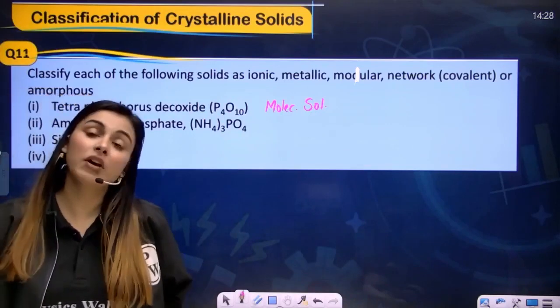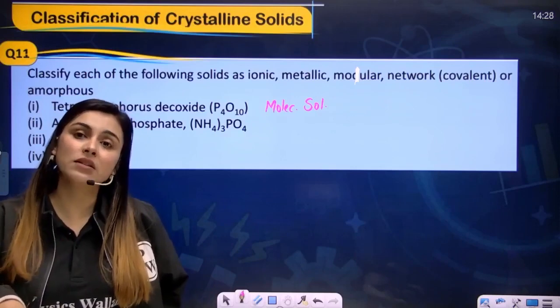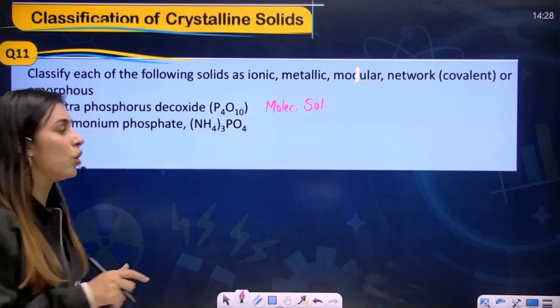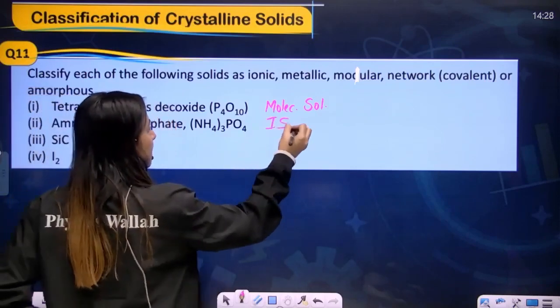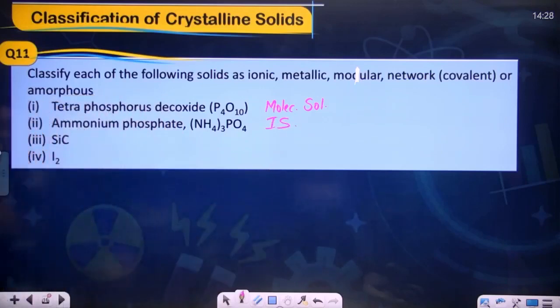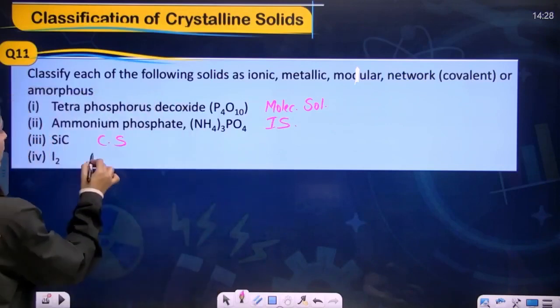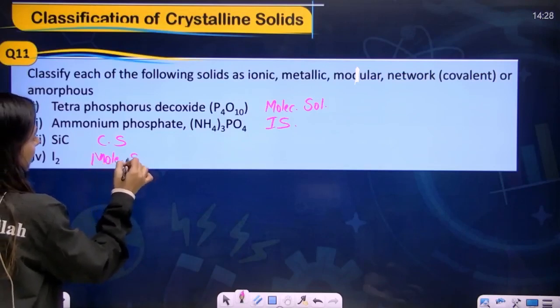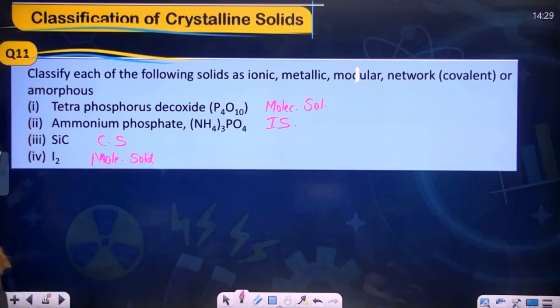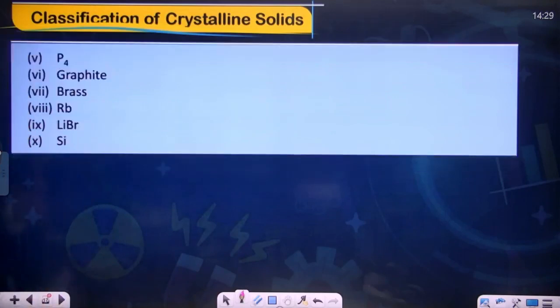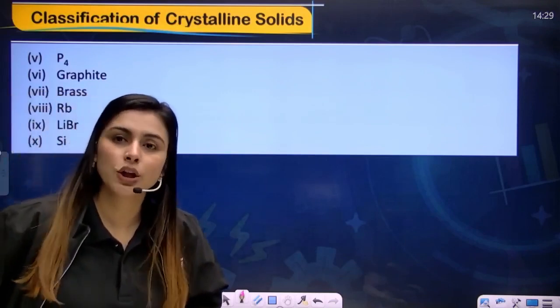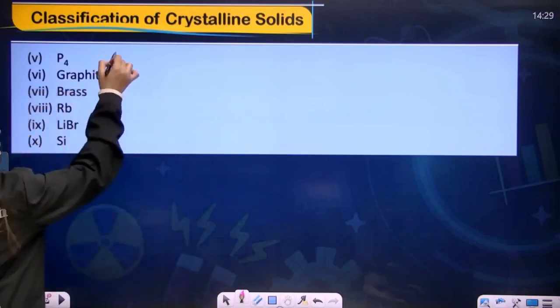Let's move forward. Next is ammonium phosphate. My dear students, you have ammonium and phosphate, two different ions. So it is an ionic solid. Silicon carbide. It is a covalent solid. I2. What is I2? Non-polar molecular solid. So it is a molecular solid. Let's move forward. P4, my dear students. What is P4? Non-polar molecular solid, right? So it is a molecular solid.